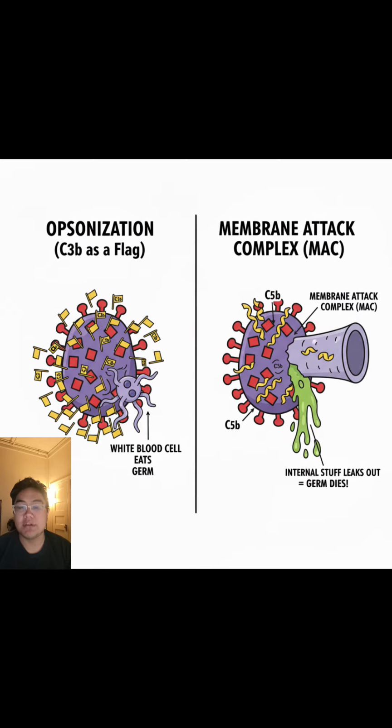C3b helps form another protein called C5b. This protein, along with a few others, help create something called the membrane attack complex, which is essentially taking a drill and putting a big hole in the outer skin of the bad germs. This allows for the bad germs' internal stuff to leak out, essentially killing it.